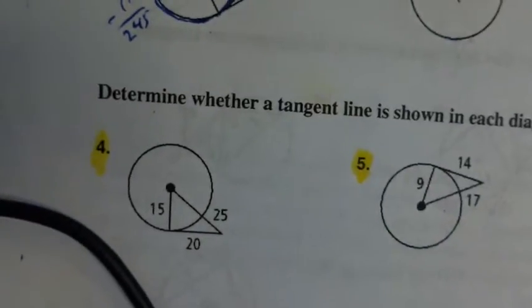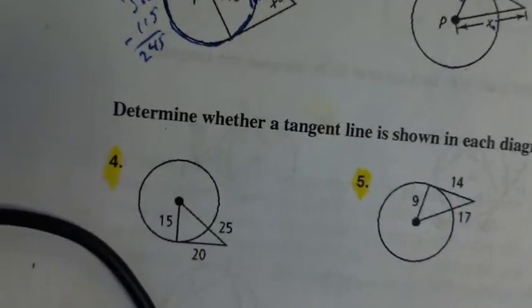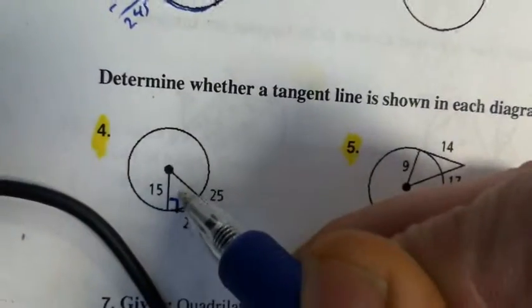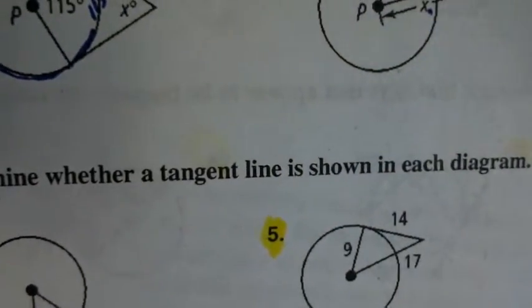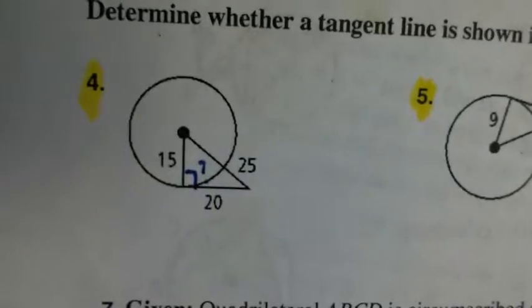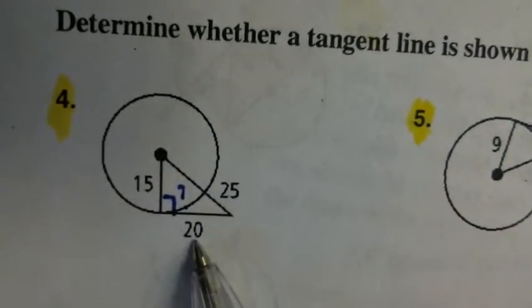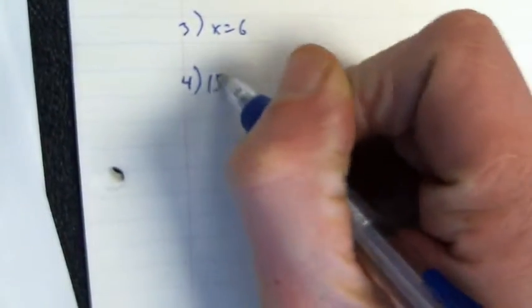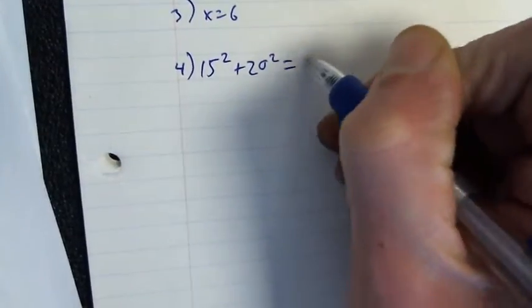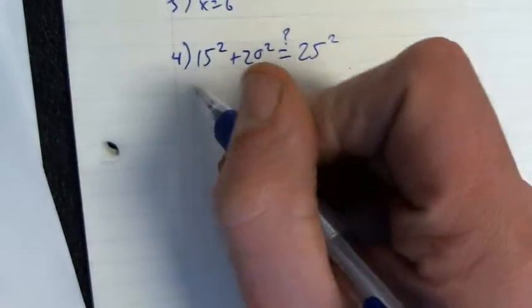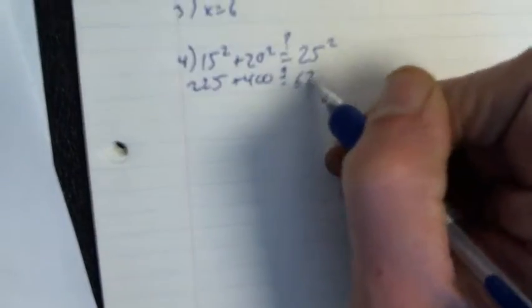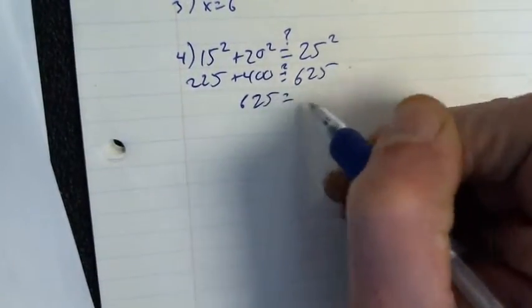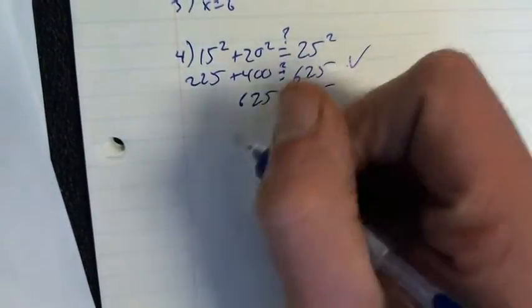We're determining whether or not this is a tangent line. A tangent line would occur if this is a right angle. So that is questionable as to whether that is a right angle. If it is a right angle, then it would subscribe to the Pythagorean theorem, this triangle. Let's find out if 15 squared plus 20 squared equals 25 squared. That means 225 plus 400 equals maybe 625. And 625 does equal 625. Yes, tangent.